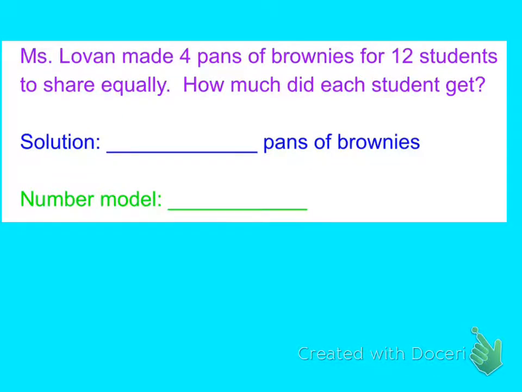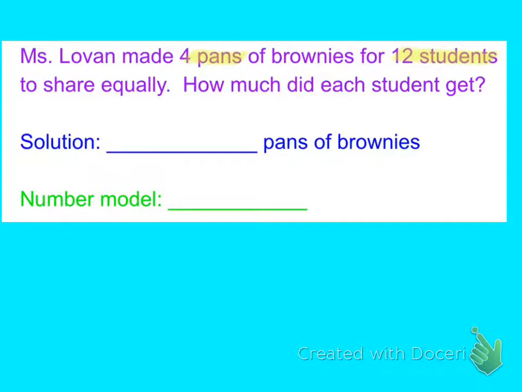Alright, let's try another one. Miss Levon made 4 pans of brownies for 12 students to share equally. How much did each student get? So we have 4 pans of brownies and 12 students. For our number sentence, are we dividing the pans of brownies? Are we cutting up the pans of brownies? Or are we dividing or cutting up the 12 students? No, we're not going to cut up the students. That would be gross and we would get fired.